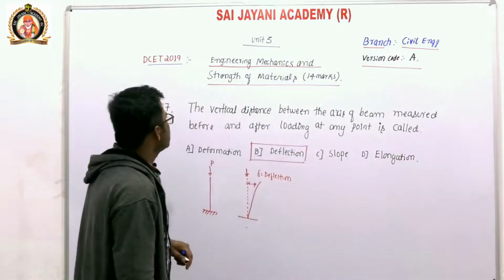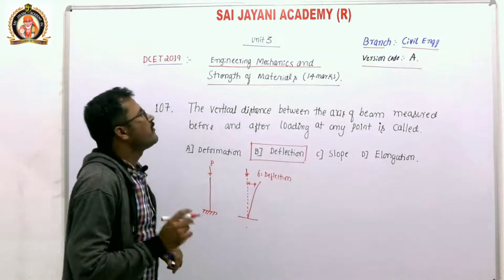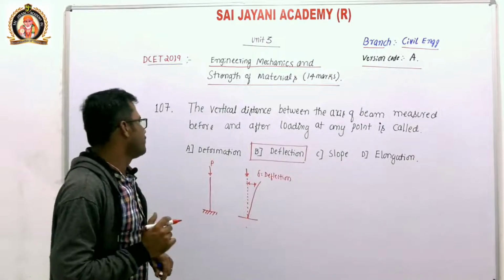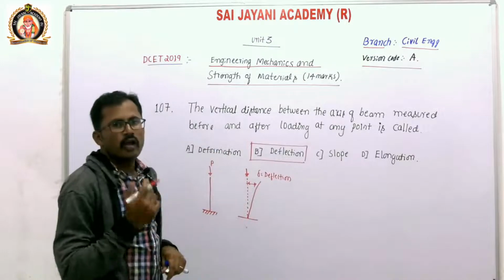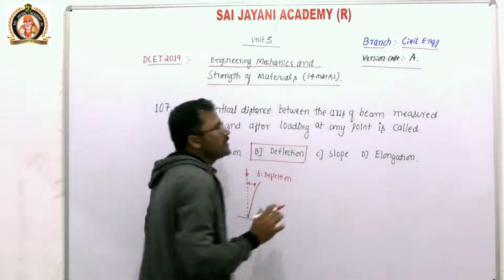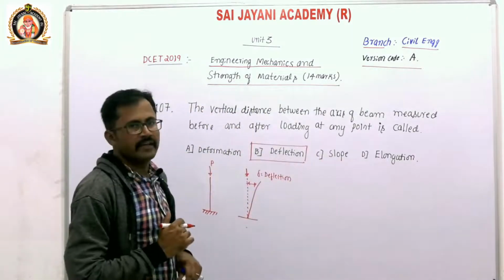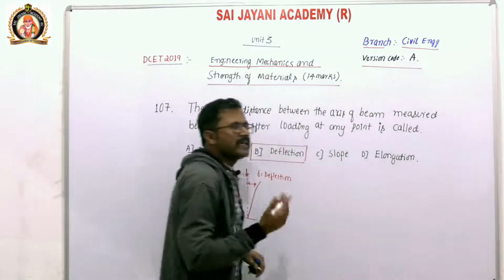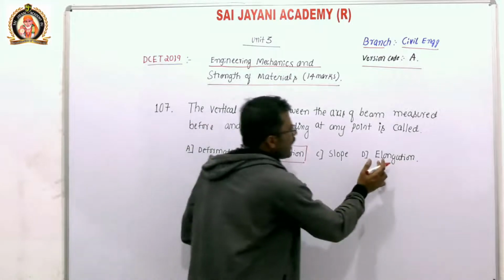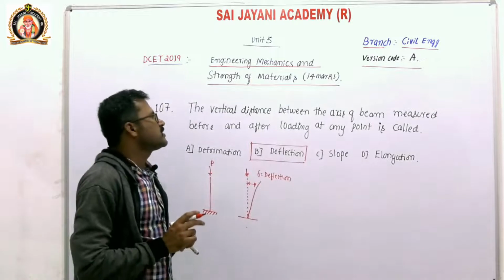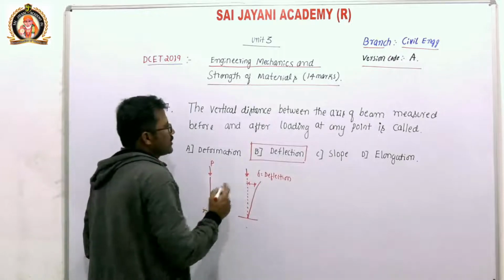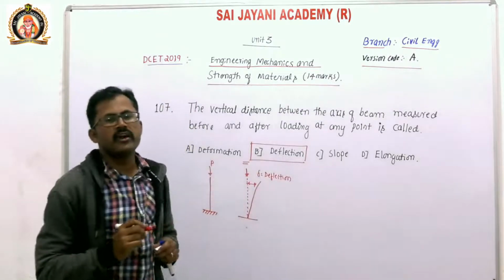So deflection is the vertical distance between the axis of beam measured before and after loading at any point of the beam. Option A, deformation, is the elongation of a component due to loading. Option C, slope, is the rotation of beam in terms of radian. Elongation is the increase in length. So the vertical distance between the axis of beam measured before and after loading is known as deflection. So option B, deflection, is the right answer.